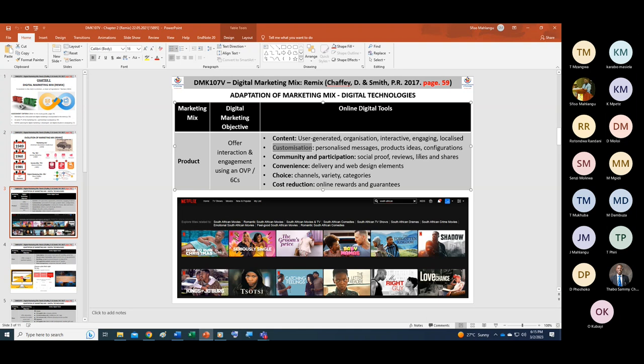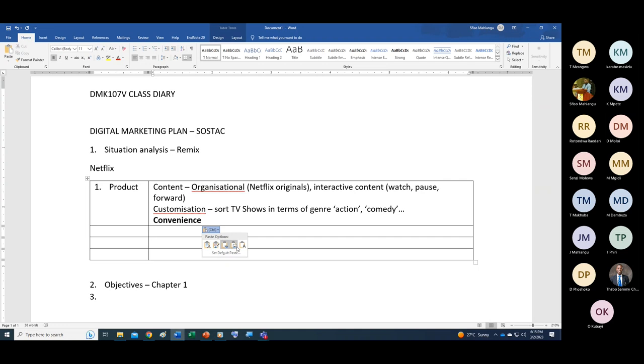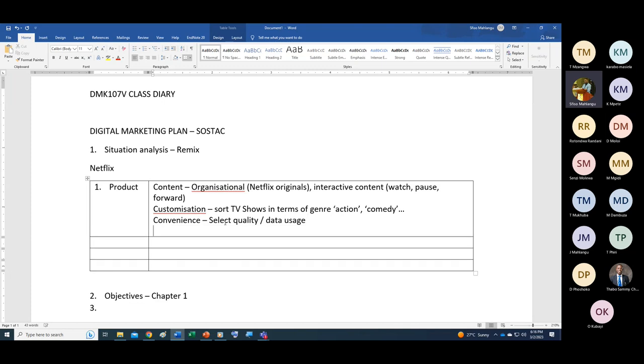Community and participation. Once again, if it does allow it, we will write it down. If there is a convenience element that we can think about, we will include the convenience, and we will indicate in terms of convenience, for example, that you can download movies, or if it says maybe you can select quality, which maybe is about data usage. So that's about ease, that's about time, and it's also about cost reduction there.